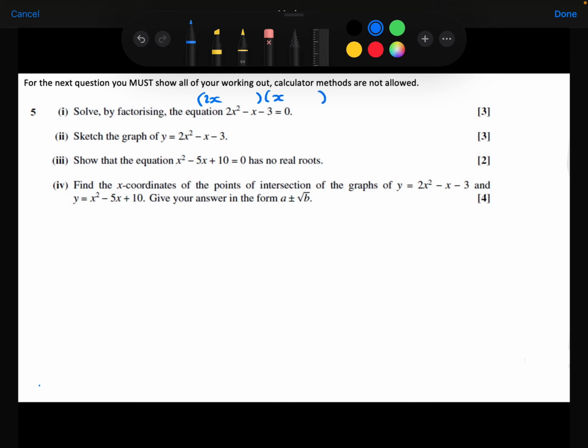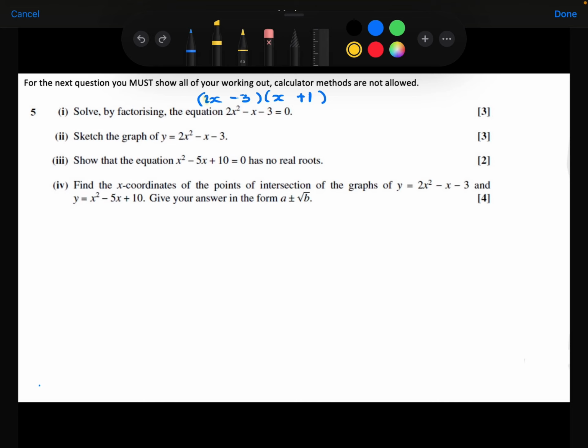We're going to have a minus 3 and a plus 1 so that we get the minus 3. So let's just double check that to make sure this is correct. We've got 2x times x gives the 2x squared. That works. We've got the minus 3 times the 1 to give minus 3. That works. But most importantly, we need to make sure we get the minus x in the middle.